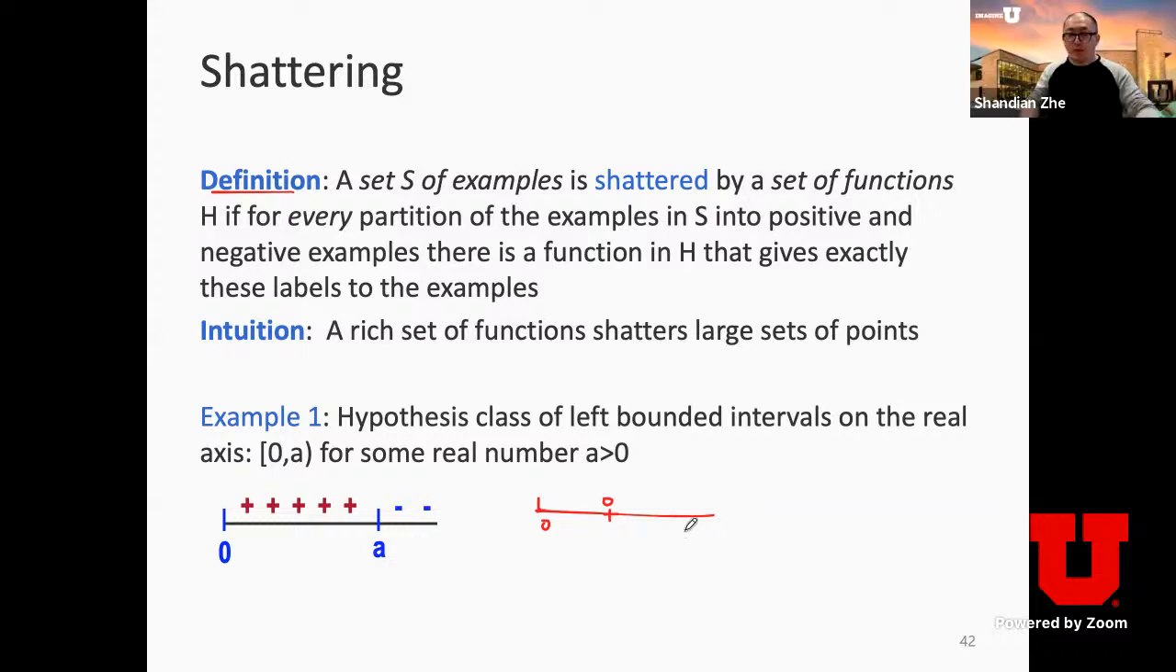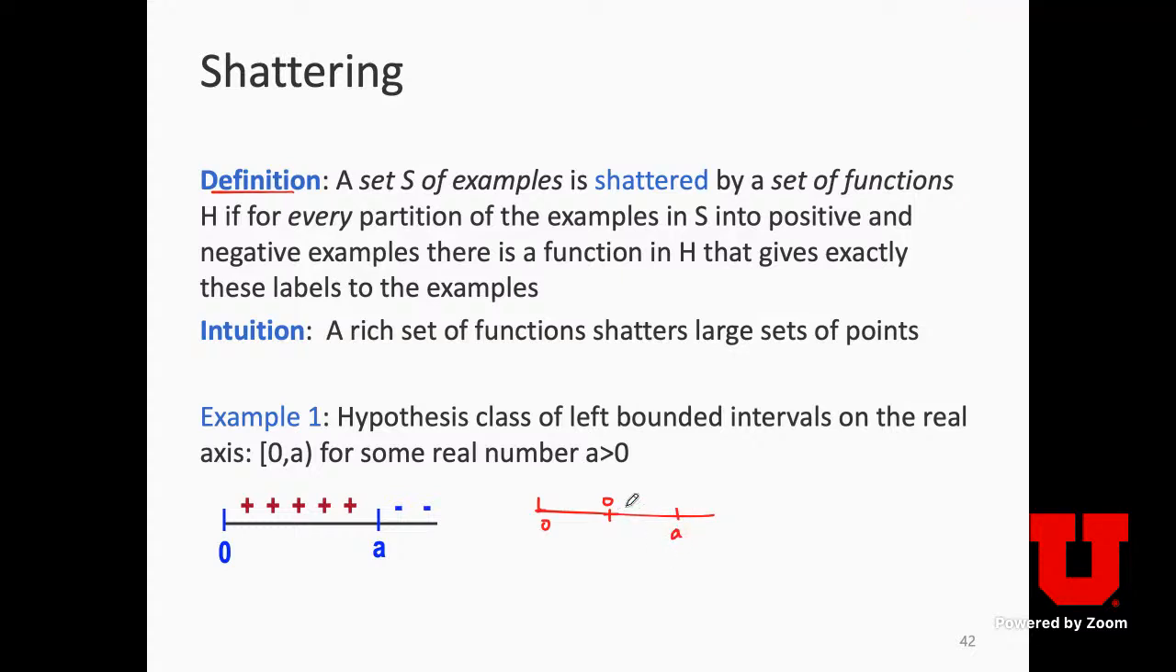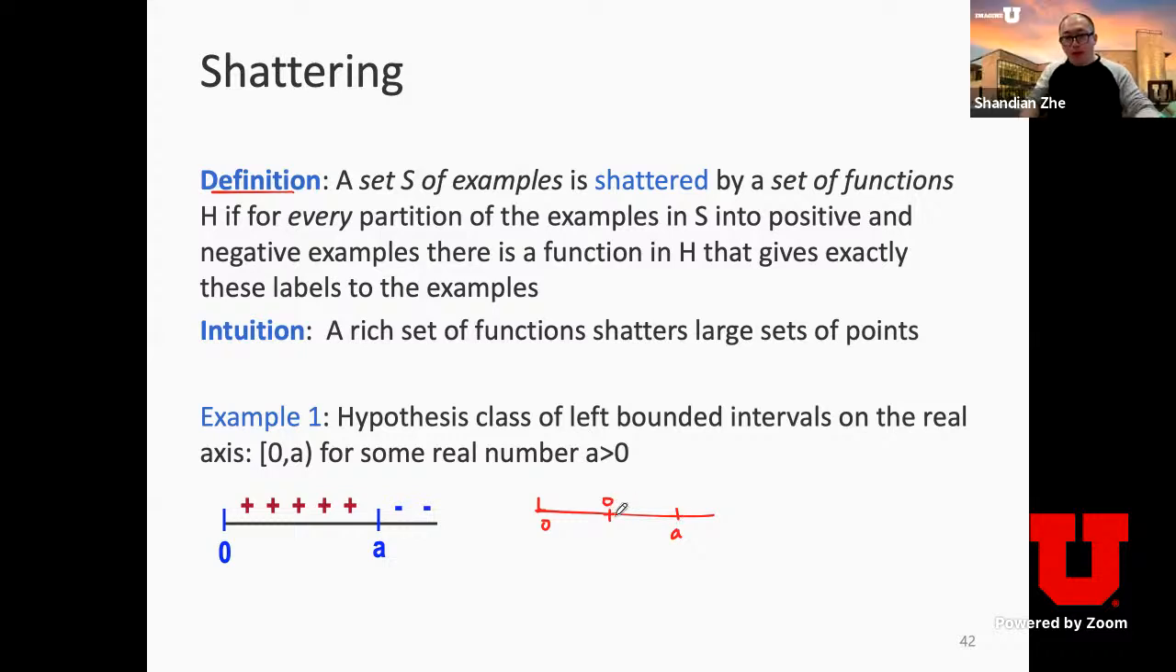Yes, exactly. If I put A on the right part of this point, meaning A is bigger than this point, then we correctly classify this point as positive. So this is the first labeling scheme. The second labeling scheme will be where I label this point as negative. And how can we find a left bounded interval classifier which can correctly predict the negative label?